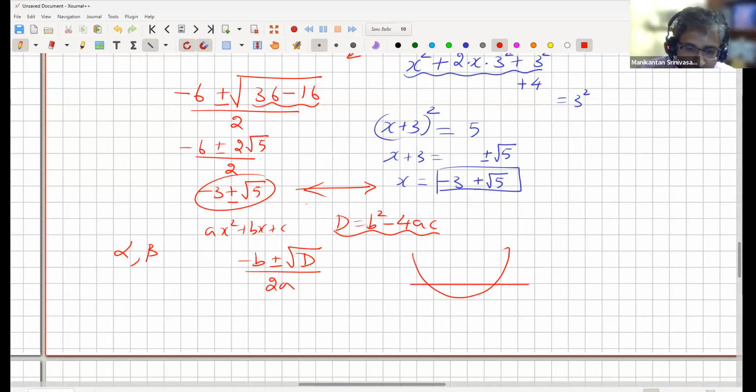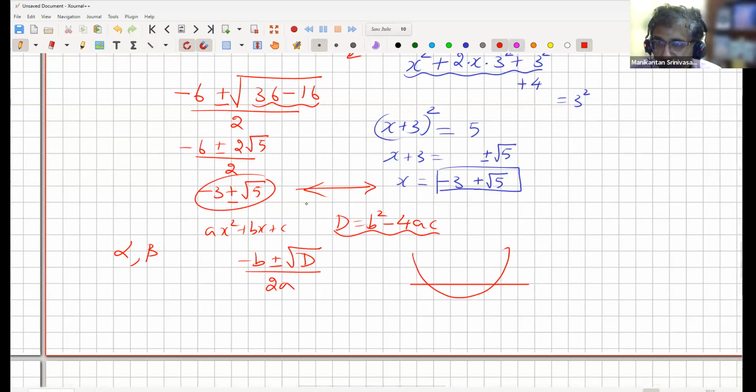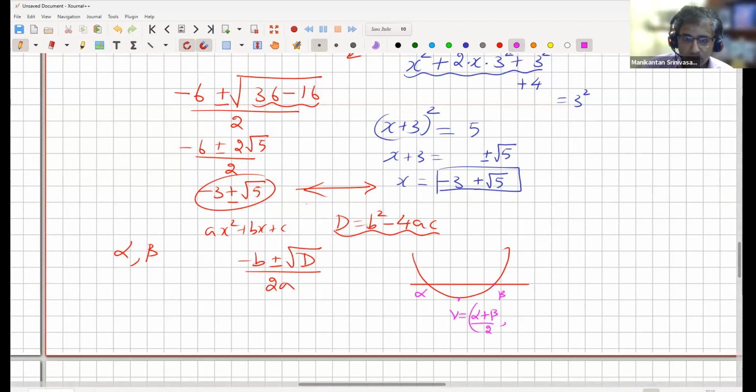So let's say this is my alpha and this is my beta. Now the vertex will be exactly midway between the two. The x coordinate of the vertex will be the average of alpha and beta, right? So in the average of alpha and beta, the plus root d and minus root d will get cancelled.